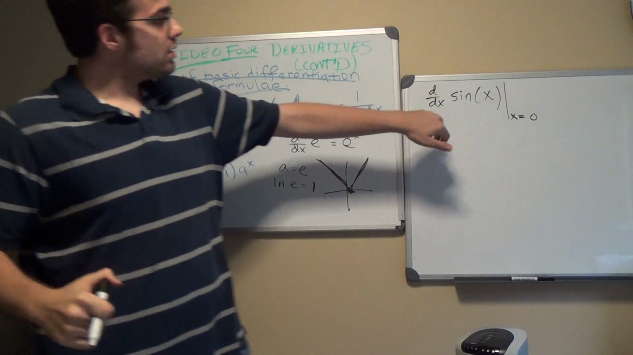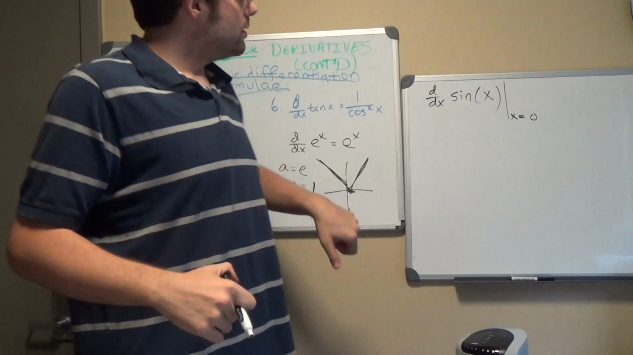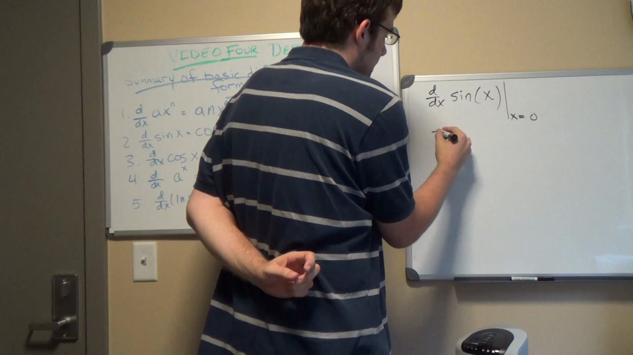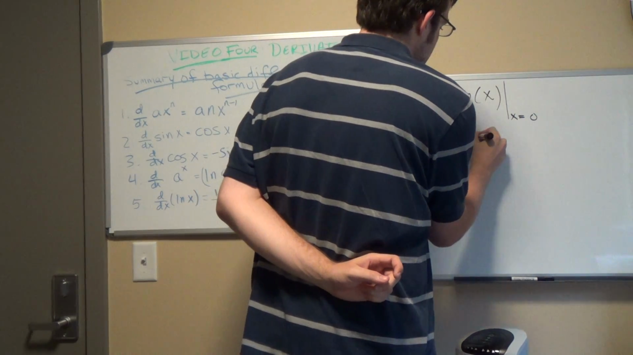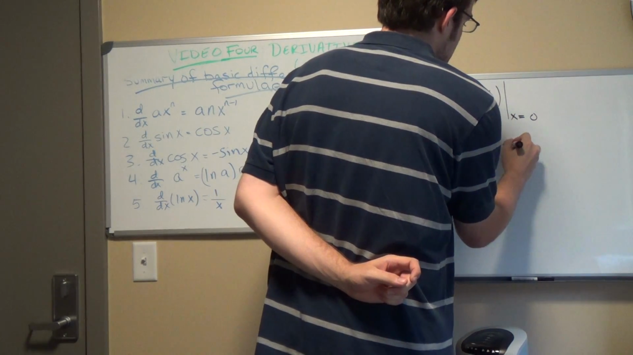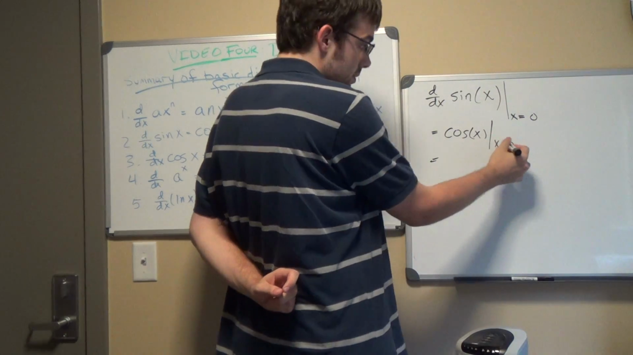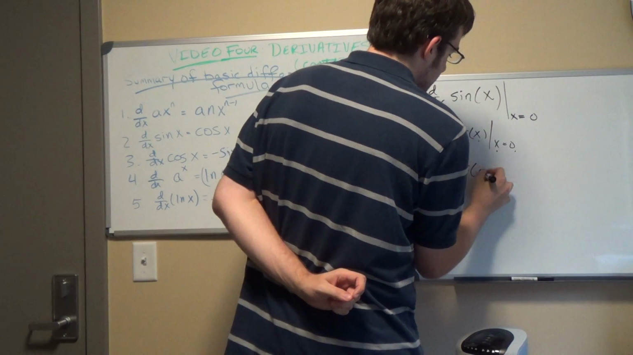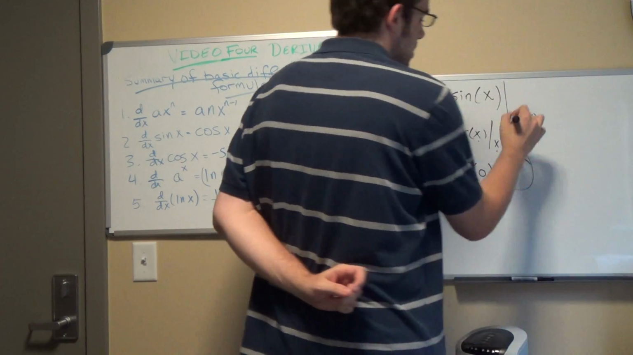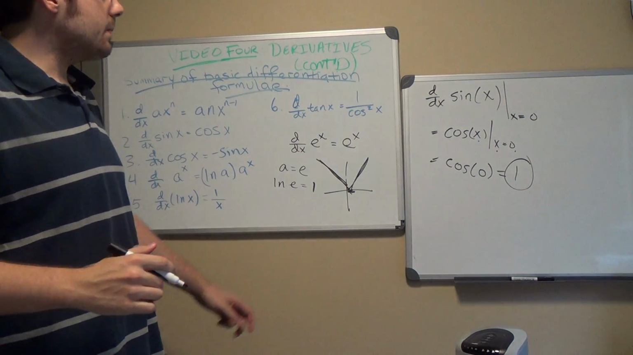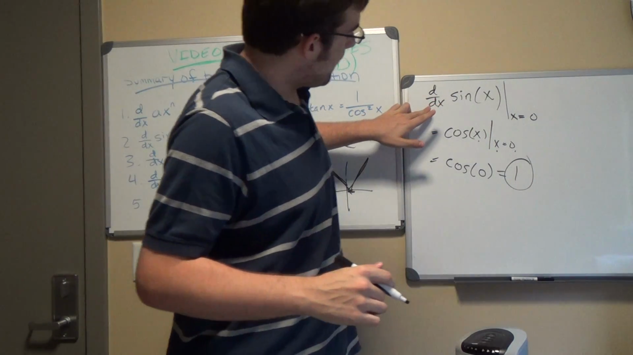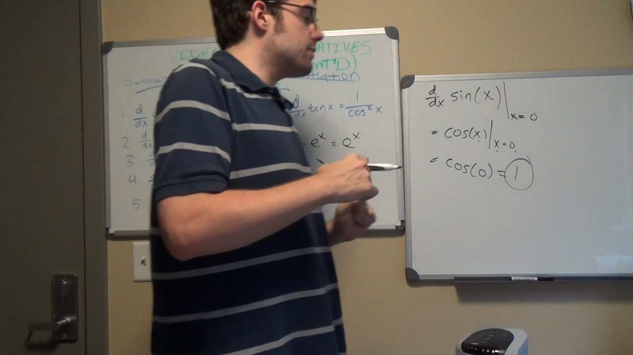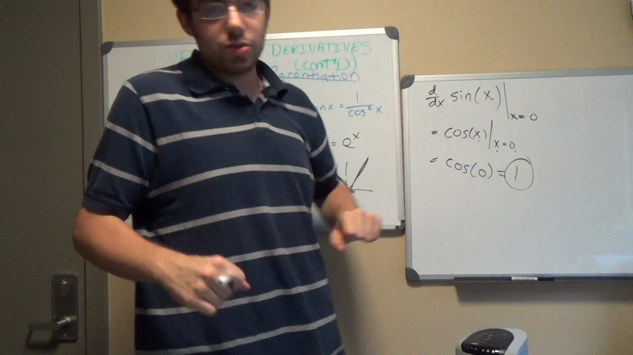At x equals 0, the derivative of sine of x equals cosine of x at x equals 0, so plugging in x equals 0, cosine of 0 equals 1. So the slope at x equals 0 of the graph of sine of x is equal to 1.